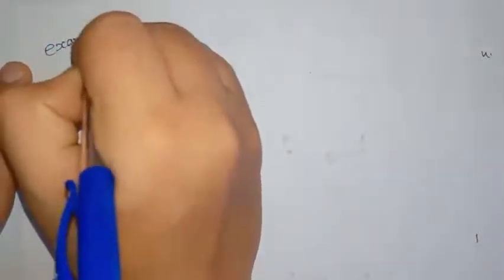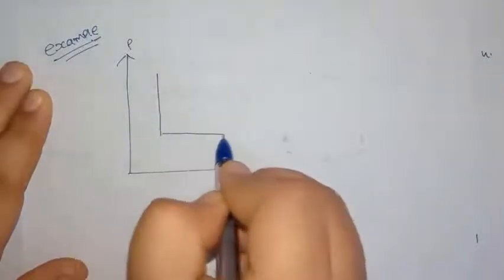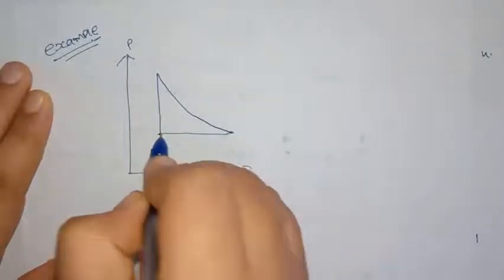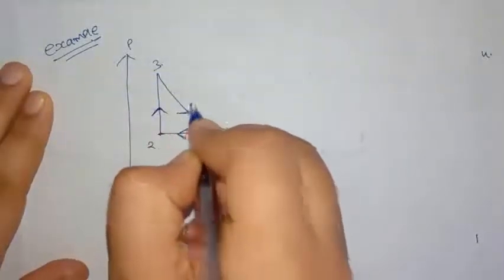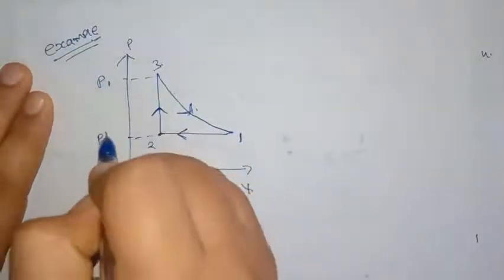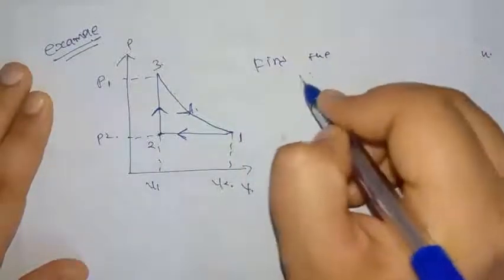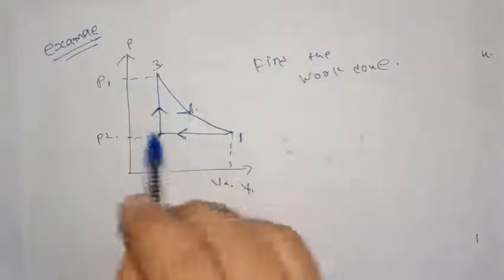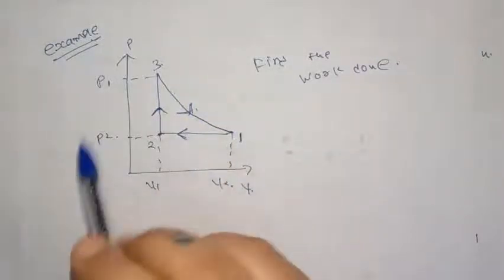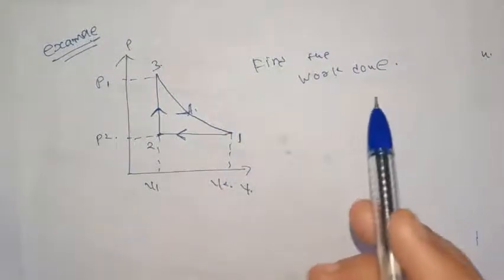Now let us see one example. We are given a PV graph. Let's say it is like this, starting from this point 1, 2 and 3. The pressure at this point is P1, pressure at this point is P2, the volume is V1, and here volume is V2. We want to find the work done. The work done will be the area under the triangle, but as the cyclic process is clockwise, the work done will be positive.